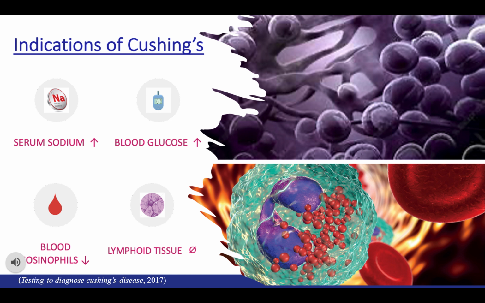Indicators of Cushing syndrome include an increase in serum sodium and blood glucose levels, and a decrease in serum potassium, a reduction in the number of blood eosinophils, and the disappearance of lymphoid tissues. Measurements of plasma and urinary cortisol levels are obtained. Several blood samples may be collected to determine whether the normal diurnal variation in plasma levels is present. This variation is frequently absent in adrenal dysfunction.